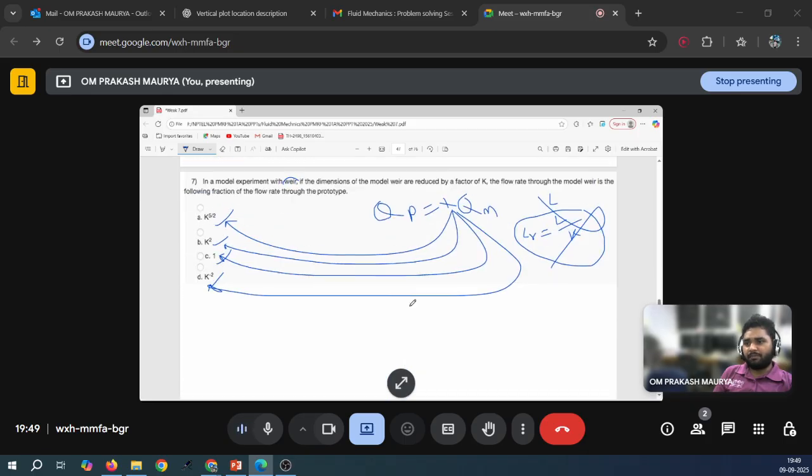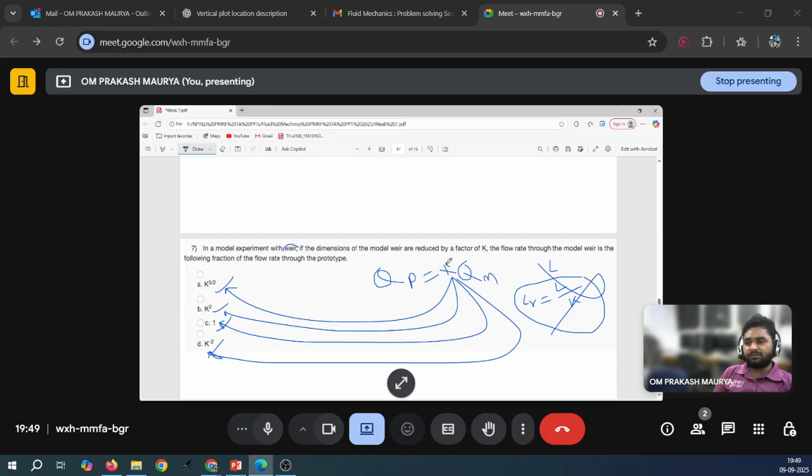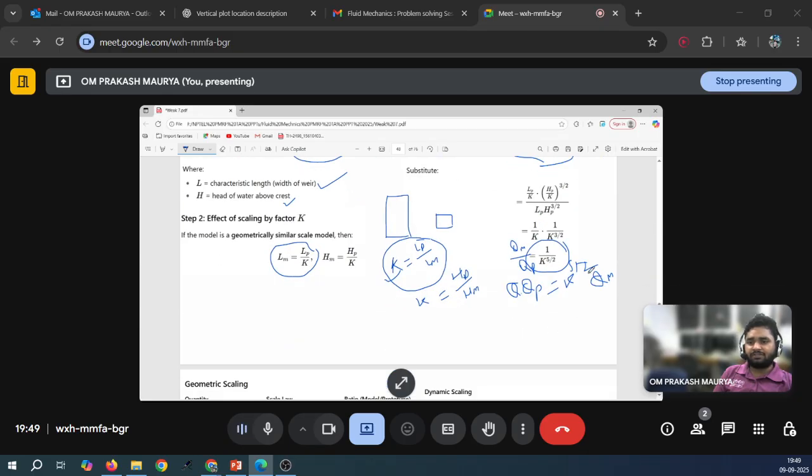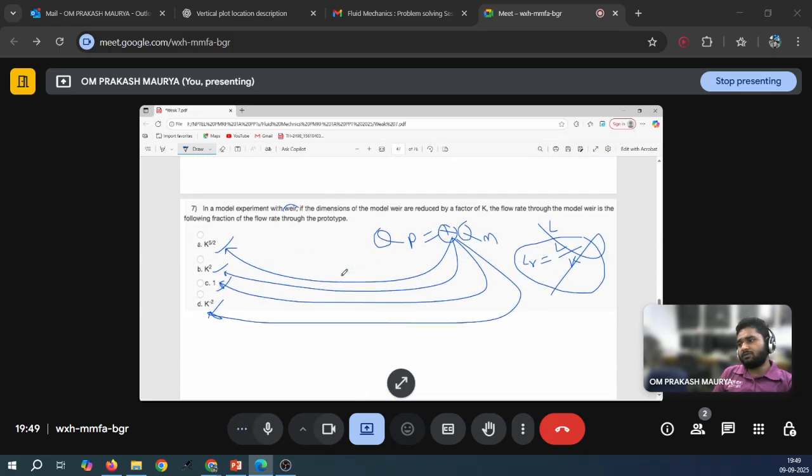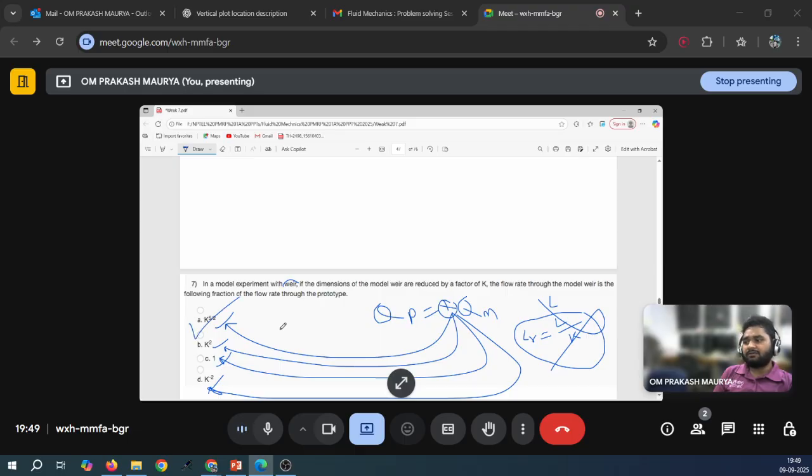So now you can compare here. QP is equal to this much, K to the power 5 by 2 QM. So the X value is K to the power 5 by 2. So this was your final answer. Option A will be the correct answer. Remember this.